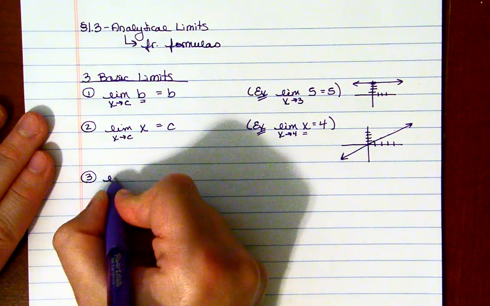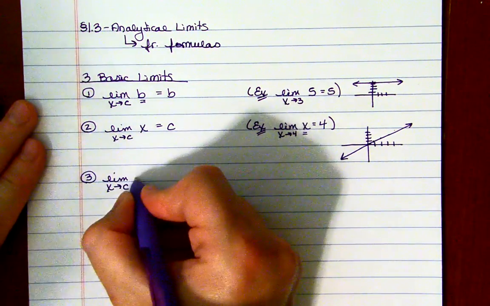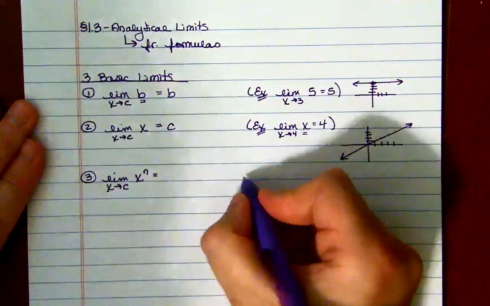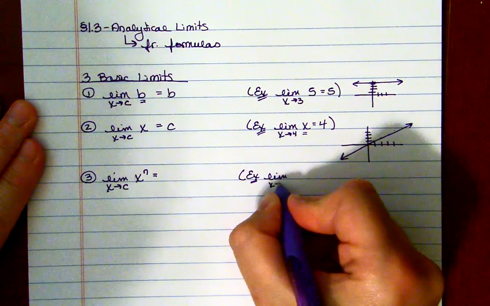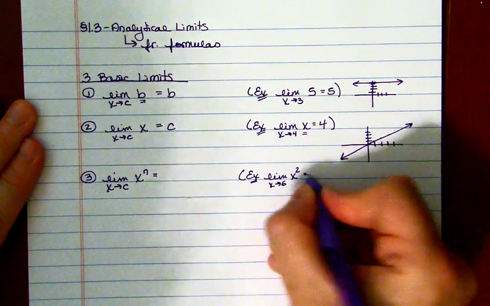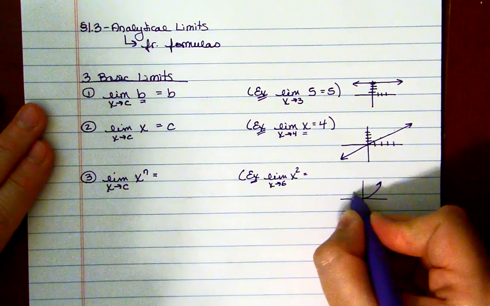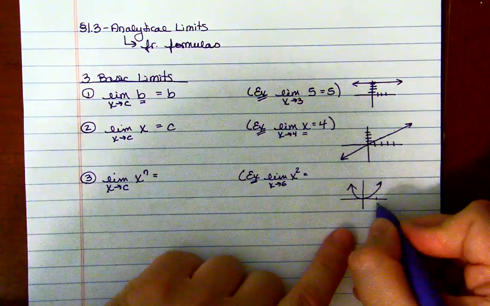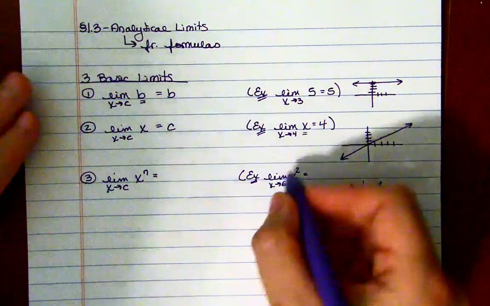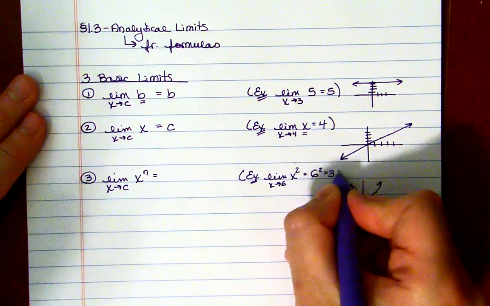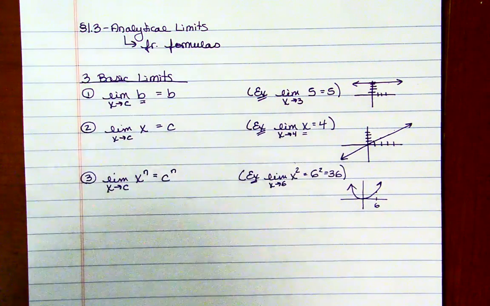One more. The limit as x approaches c of x raised to the n. Like thinking about the limit as x approaches 6 of x squared. Well, I know that y equals x squared is a parabola, and I know parabolas are continuous everywhere, so at x equals 6, whatever you're approaching from the left and the right is the same as what the function is going to equal. I'm just going to go and plug in 6. I'm just going to get 6 squared. That limit's going to be 36. So in general, it's going to give me c raised to the n.